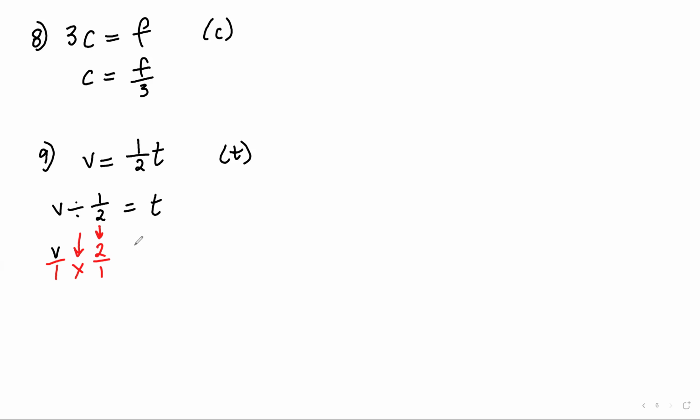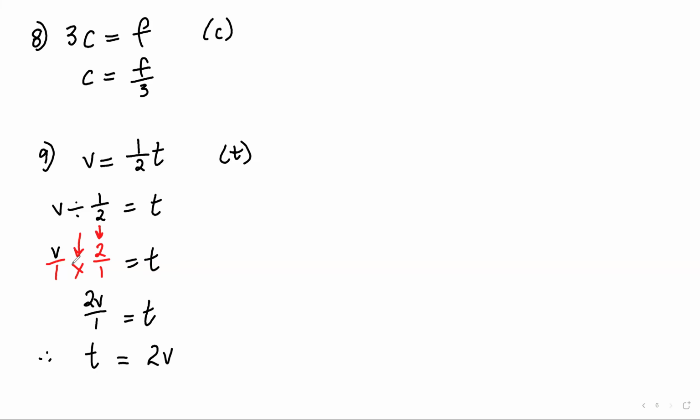So this would actually give me V times 2, which is 2V, and 1 times 1 is 1. So it'll be 2V over 1 is equal to T. Therefore, T is equal to 2V. And that's how you would make T the subject. So it's still the same rule in that you are dividing throughout by the fraction 1/2. But what you have to recall is when you divide by a fraction, you flip the fraction and multiply.